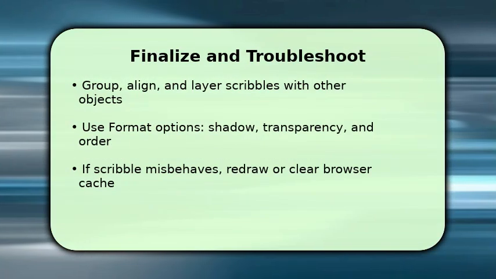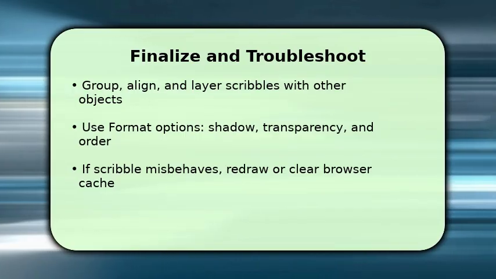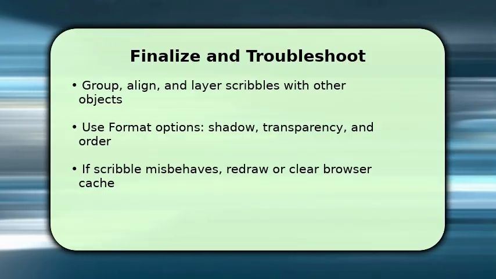You finish by arranging your scribbles, group related strokes, align to guides, and set layer order so nothing disappears behind shapes. Then apply format tweaks, shadow, transparency, or stroke style to integrate the drawing into the slide. If the scribble lags or won't edit, refresh the slide, try a different browser, or clear the cache. Sometimes redrawing with a slower hand fixes conversion errors.